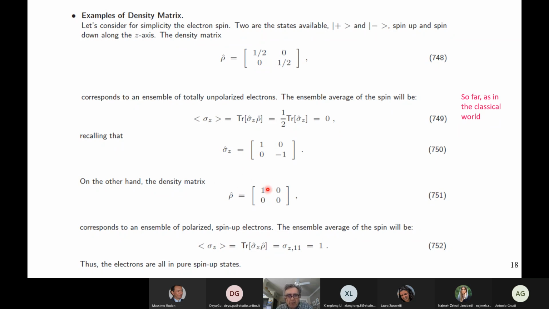The density matrix represented here instead tells me that all electrons are spin up.